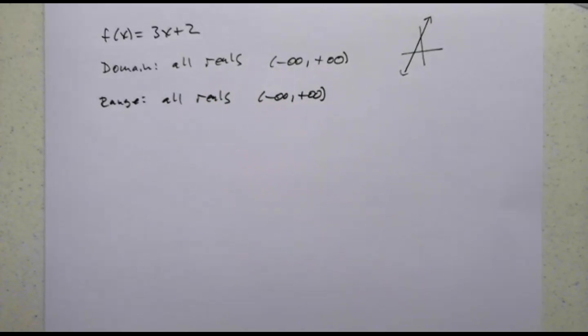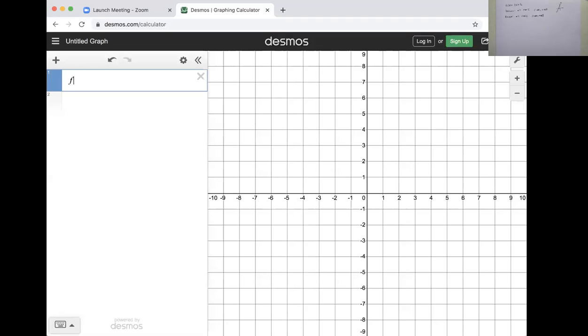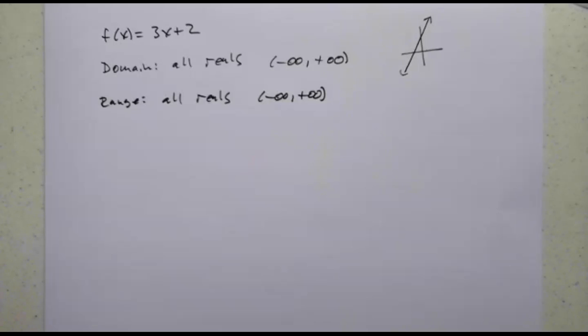Always a good idea to look at the graphs of these things. So let's go to Desmos just to make the argument. So f of x is 3x plus 2. And we can see no restrictions on plugging in, no restrictions on things coming out. It grows and grows. See the arrows on the end of that line. Okay, our next question.